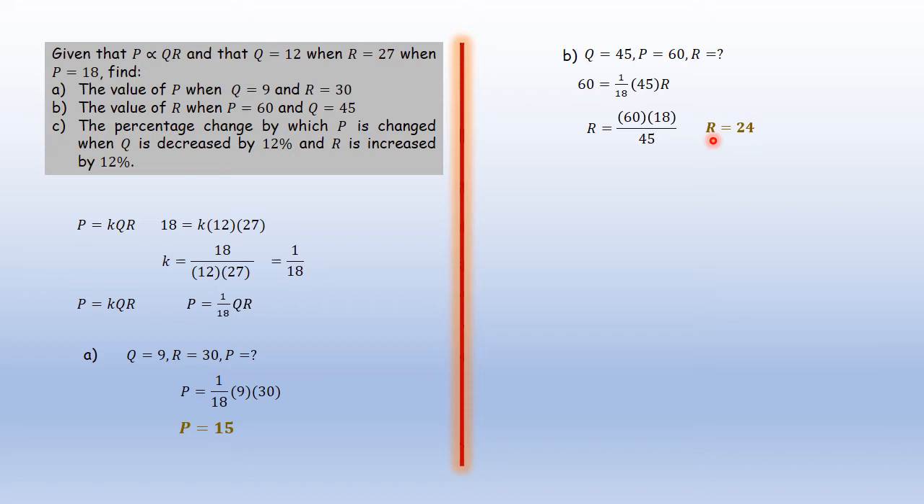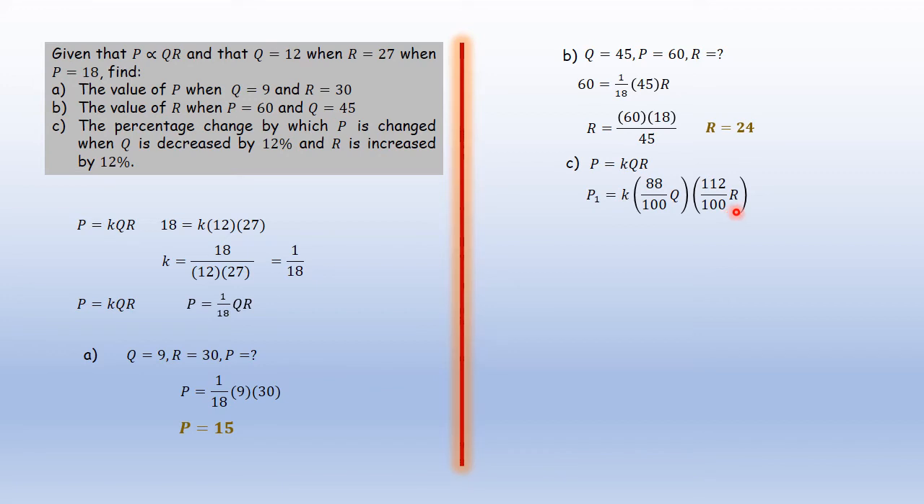Having gotten to that point, we now move on to part C, where I would like to place special emphasis. We're told to find the percentage change by which P is changed when Q is decreased by 12% and R is increased by 12%. Now, the original formula was P is equal to KQR. However, P will be changed since Q is decreased by 12% and R is increased by 12%. Therefore, we're going to have P1 is equal to K in brackets 88 all over 100 Q, and in brackets again 112 all over 100 R.